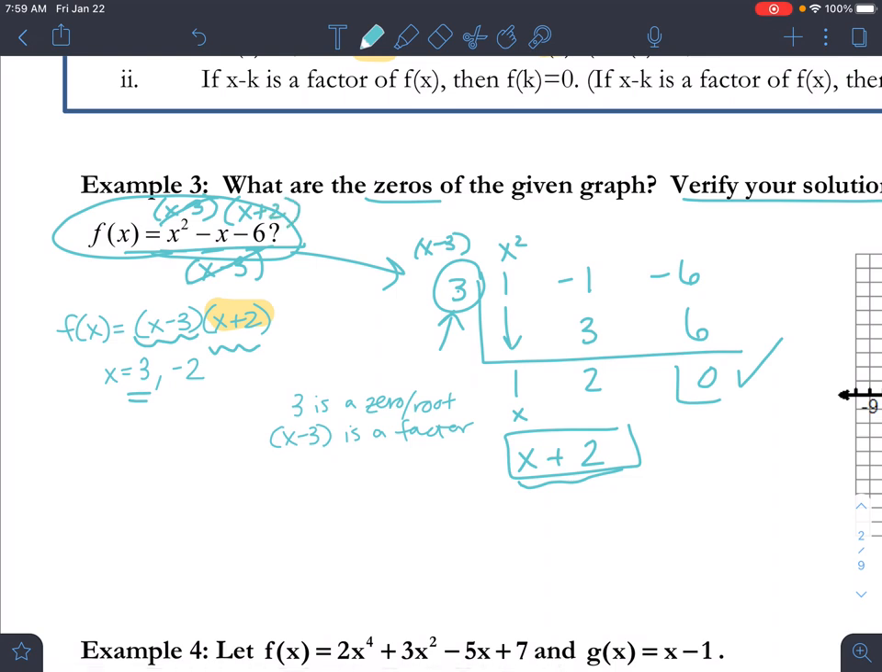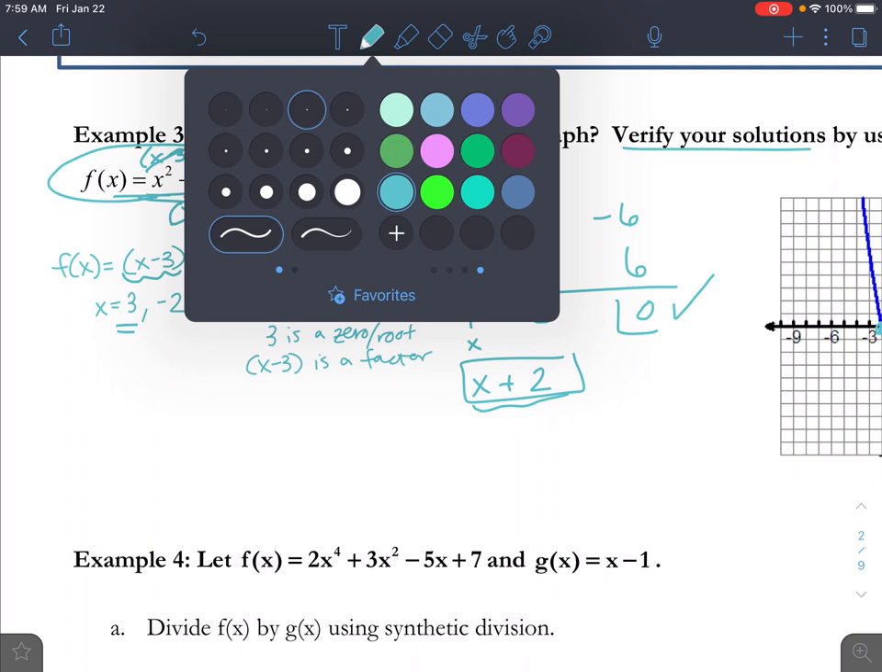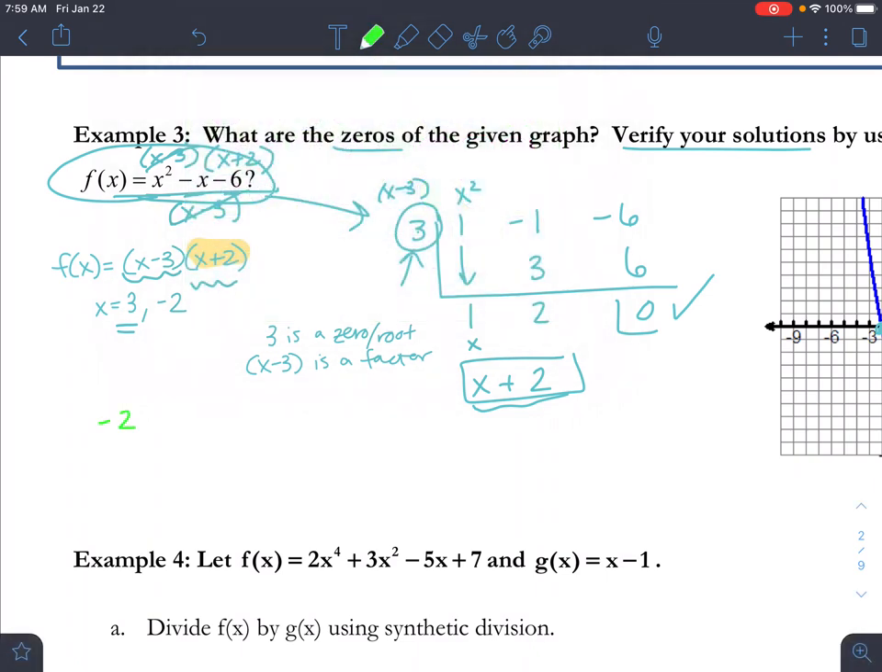So that's kind of cool too. We can actually use this for division. We can use it to prove it's a 0. We can show it's a factor. And same thing if you picked, I'll show you just the end here. What if I said, is negative 2 a 0? Which you said it was from this picture.